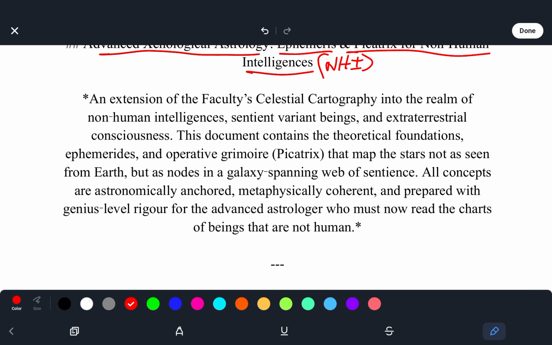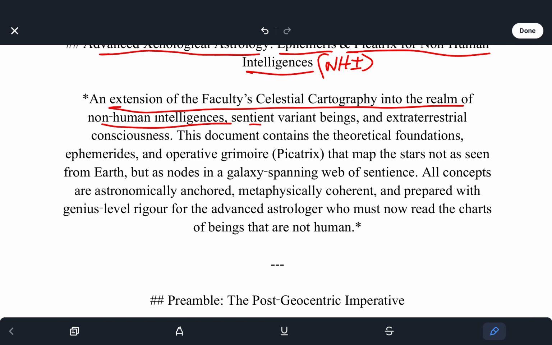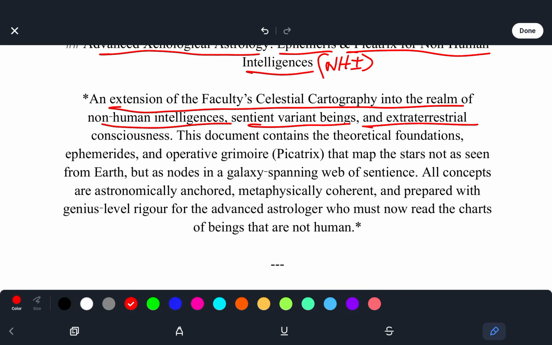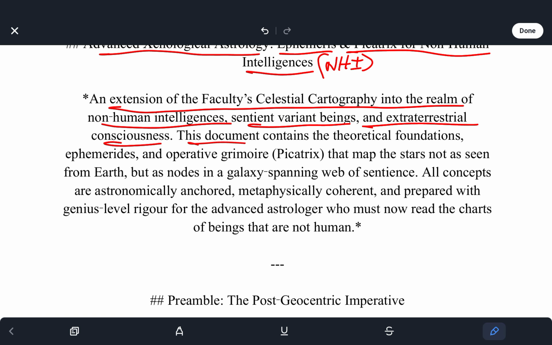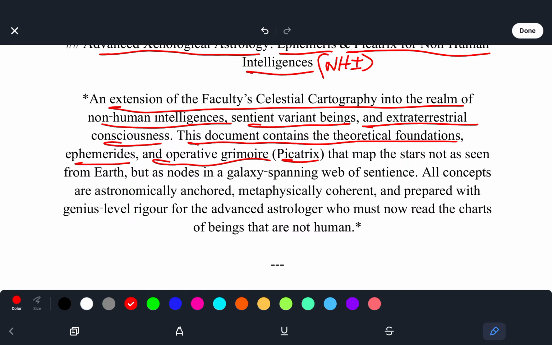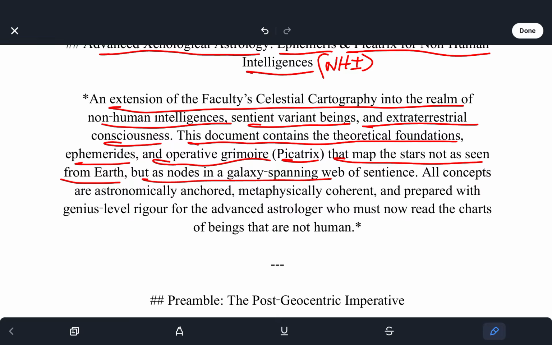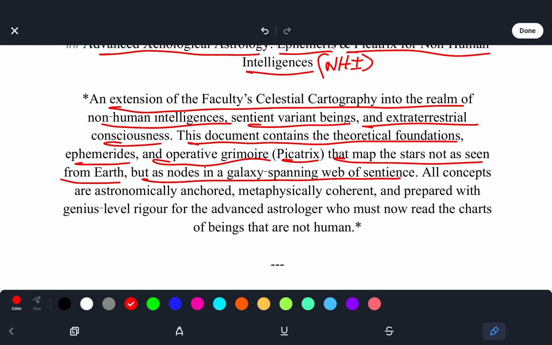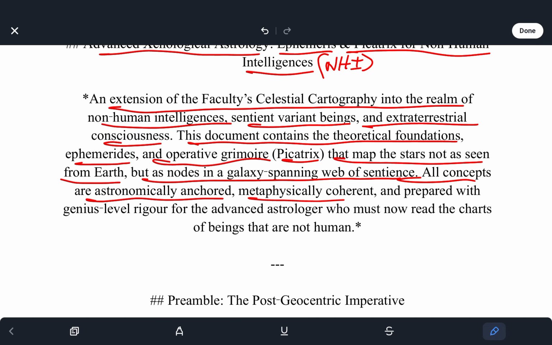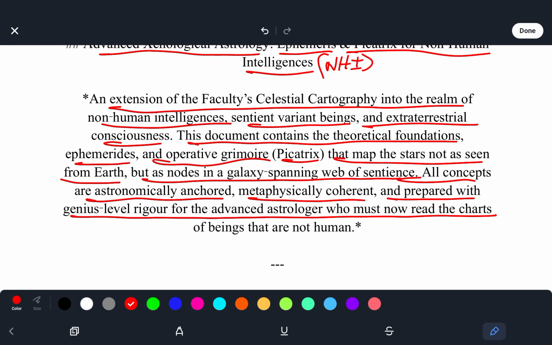So, this is an extension of the faculty Celestial Cartography into the realm of NHI, sentient variant beings, and ET consciousness. Now, this document contains the theoretical foundations, ephemerides, and operative grimoire, Picatrix, that map the stars, not as seen from Earth, but as nodes in a galaxy-spanning web of sentience. All concepts are astronomically anchored, metaphysically coherent, and prepared with genius-level rigor for the advanced astrologer who must now read the charts of beings that are not human.